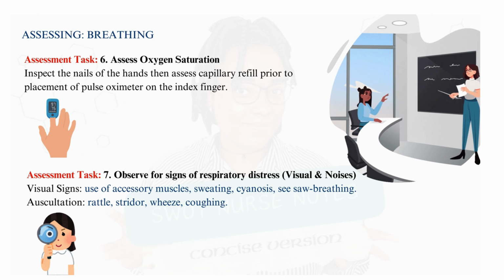Now, you are also required to assess the oxygen saturation and observe for signs of respiratory distress. How would you do this? To assess the patient's oxygen saturation, I would inspect the nails of the hands, then assess capillary refill prior to placement of the pulse oximeter on the index finger. To assess for signs of respiratory distress, it entails visual signs and noises. I would observe the patient's breathing and note the use of accessory muscles, sweating, cyanosis, and seesaw breathing. I would then listen for any abnormal breath sounds such as rattle, stridor, wheezing, or coughing. Lovely. Now, what would be your final response?